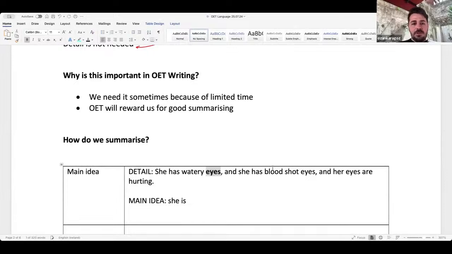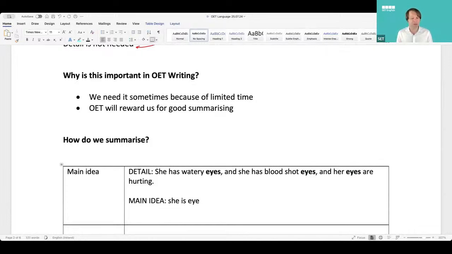Ozan, she has the same eyes. So what can you say? She has eye. She has eye.